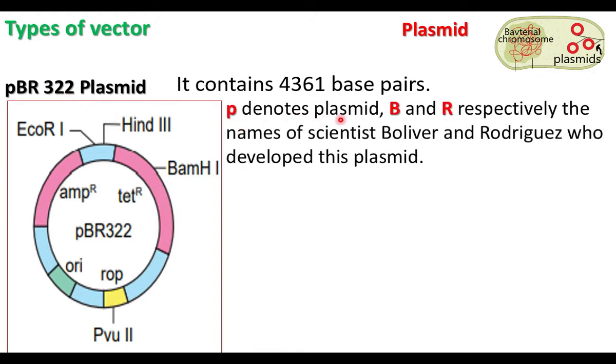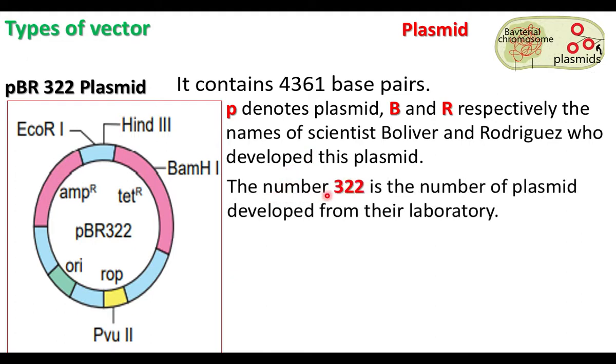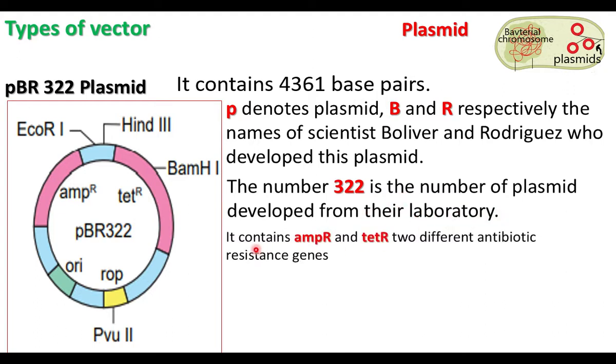P denotes plasmid. B and R are respectively the names of the scientists Bolivar and Rodriguez, who developed this plasmid, and the number 322 is the number of the plasmid developed from their laboratory. It contains AmpR, the ampicillin resistance gene, and TetR, the tetracycline antibiotic resistance gene. They are used as markers to identify the transformed cells.